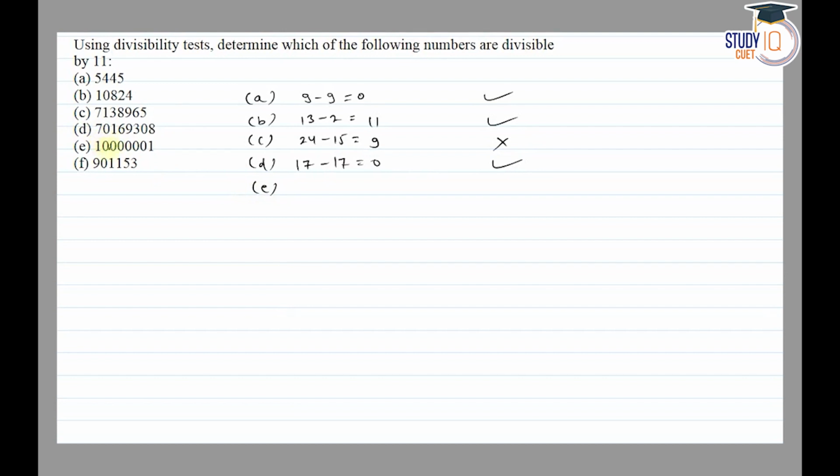Using our even places, then odd places. So their difference will be 1 minus 1, which is equal to 0, then the number is divisible by 11.